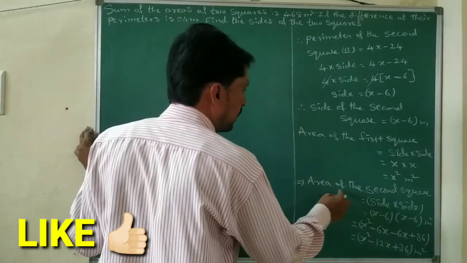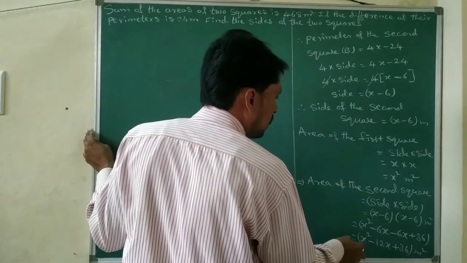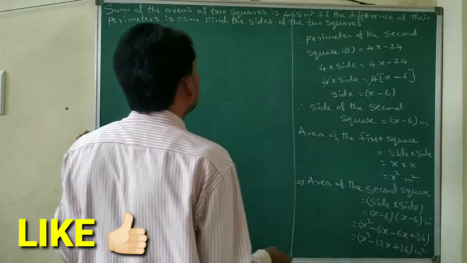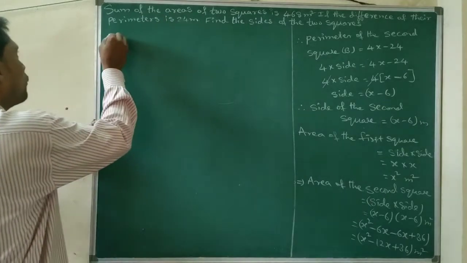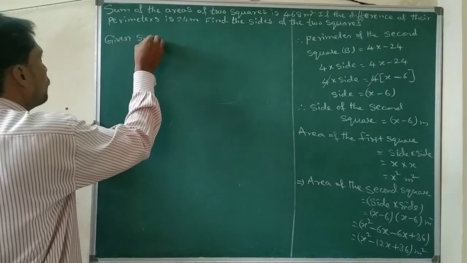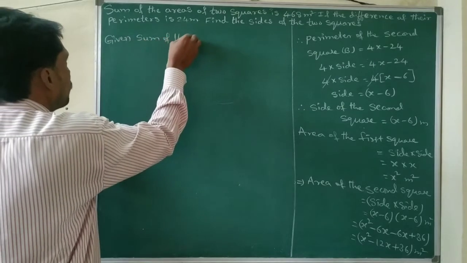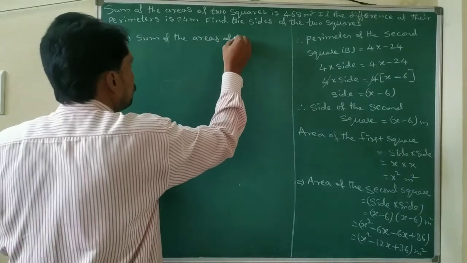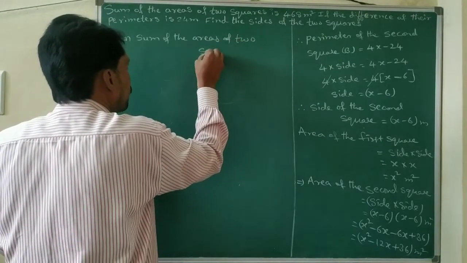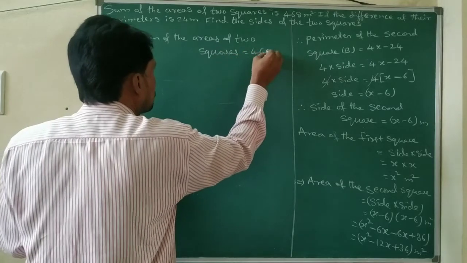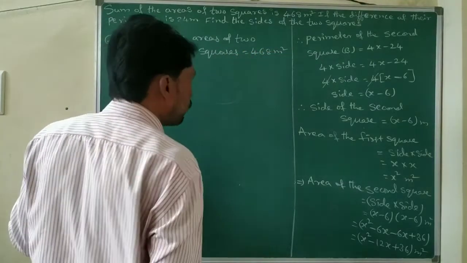We have the area of the second square: x square minus 12x plus 36 meter square. Now, what is given? The sum of the areas of the two squares equals 468 meter square.